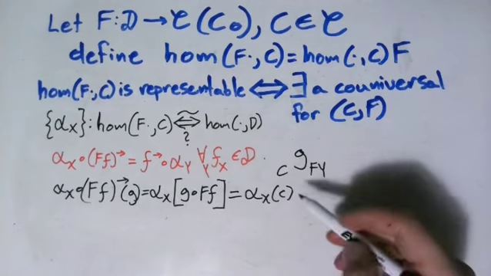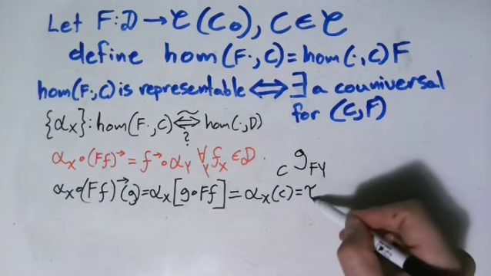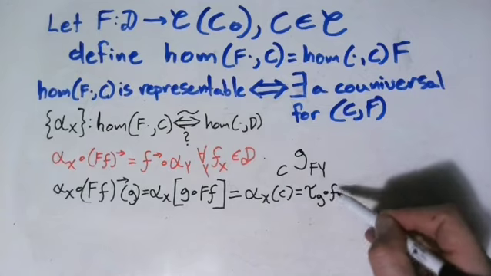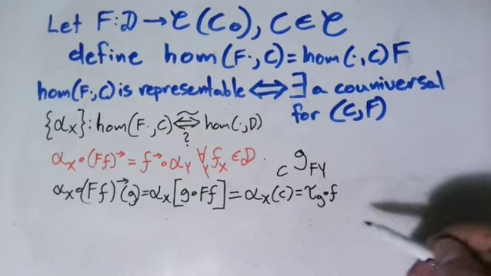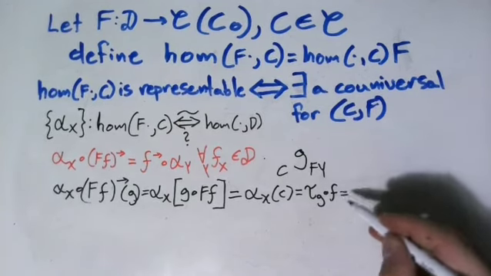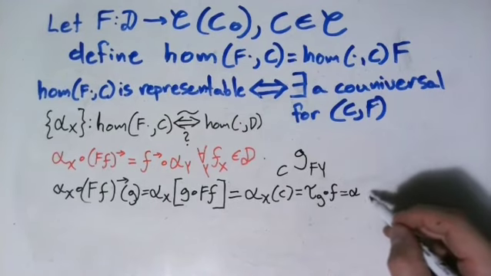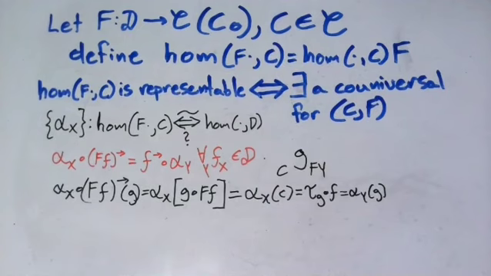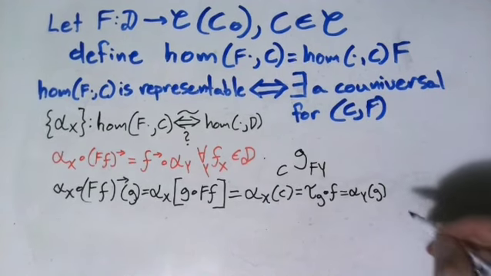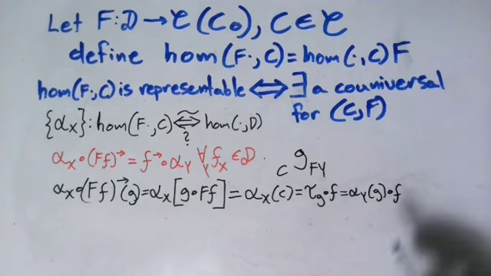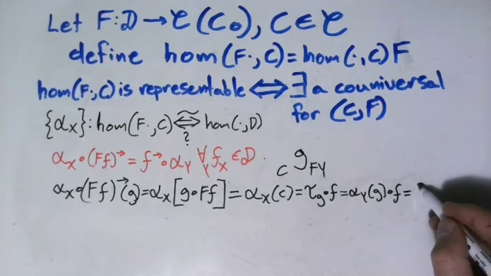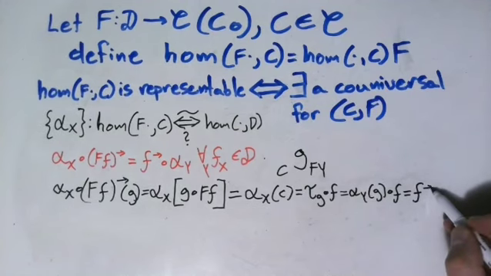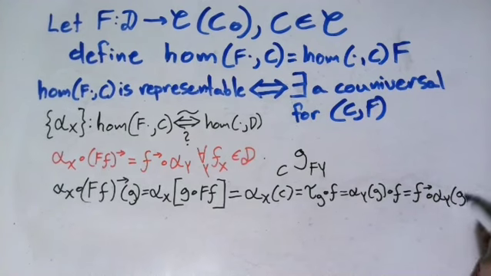What's alpha x of c? Well, we just defined that. It's tau of g after f. That was exactly how we defined c, was the value that mapped to that. And what's tau of g? Well, obviously, it's alpha y of g, right? That's exactly how tau of g is defined, is what alpha y of g will map to after f. And composing with f on the right-hand side is just applying precede by f. So this is precede by f after alpha y of g.